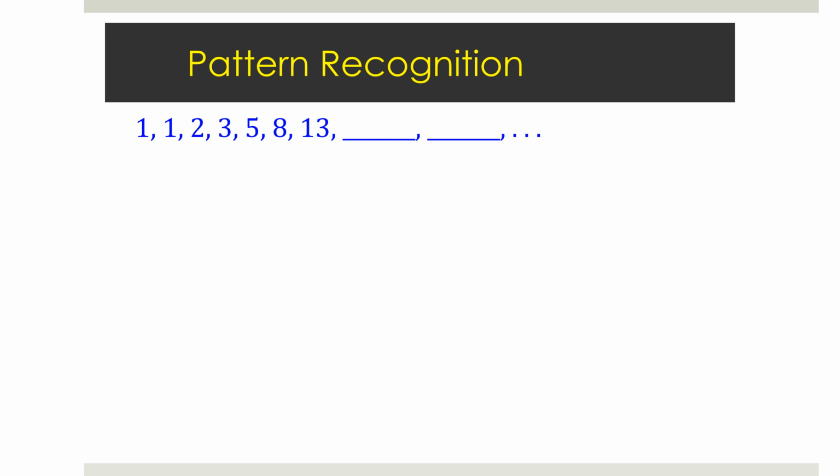Go, Kurt. 21 and 34. Say again? 21 and 34. Why? Because it's the Fibonacci sequence where you add the 2 numbers that were previous to it. Nicely done. What she just gave me is what's called the rule. Why are those the next 2 numbers? You've all heard of the Fibonacci sequence, right? Add up those 2 numbers. So 1 plus 1 is 2, 1 plus 2 is 3, 2 plus 3 is 5, etc., etc., etc.